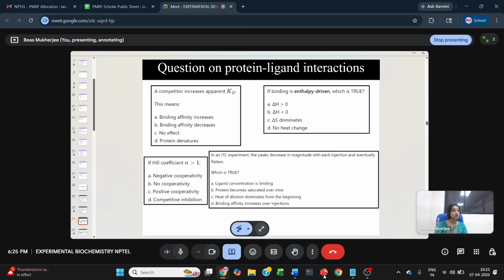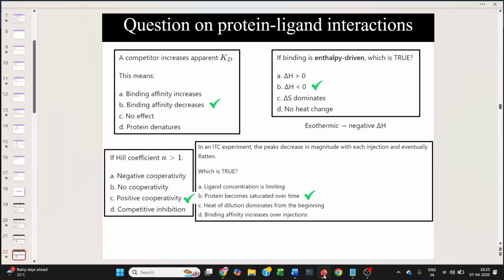Now we have not talked about Hill coefficient, so that is why I have added 2 slides on Hill coefficient right after this slide. Okay. Now in an ITC experiment, the peak decreases in magnitude with each injection and eventually flattens. This is something that we know, right? Why is that happening? Which of the following options is true? Ligand concentration is limiting, protein becomes saturated over time, heat of the dilution dominates from the beginning, binding affinity increases over injections. Okay, let's look at the right answer.